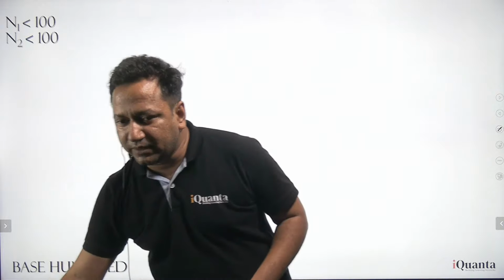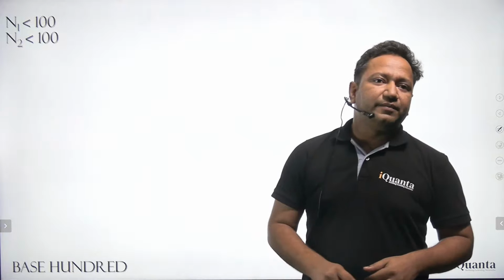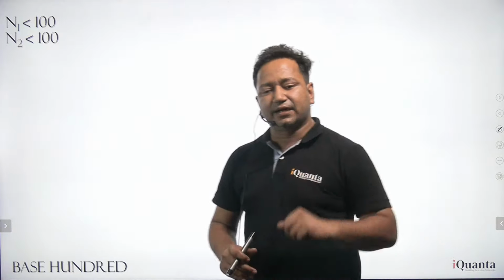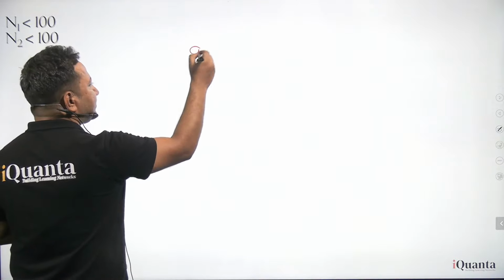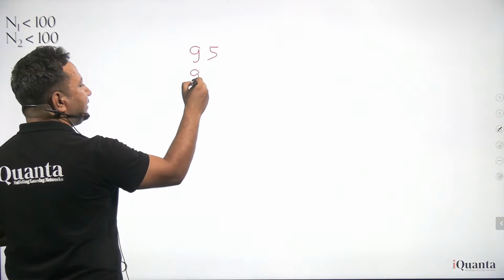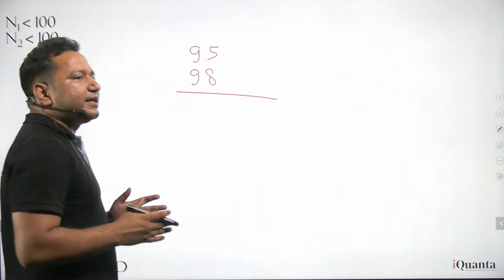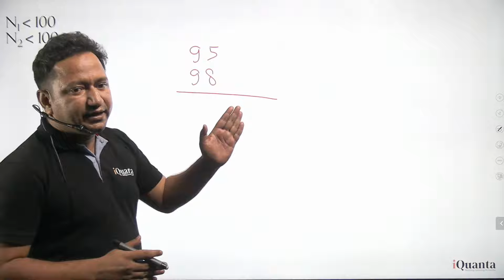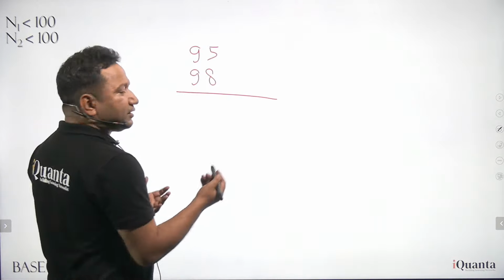So I'm using 2 numbers. In the first case, I used 2 numbers which were more than 100. Now I'll be using 2 numbers which will be less than 100. So let us assume numbers like 95 and 98. As we did in the previous case, the number was more than 100. We wrote the difference over here. Here also do the same thing.